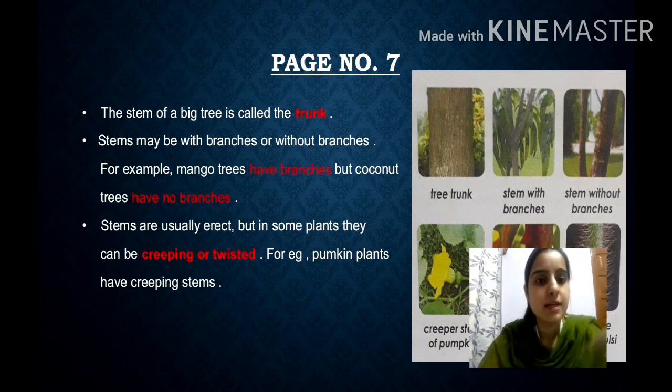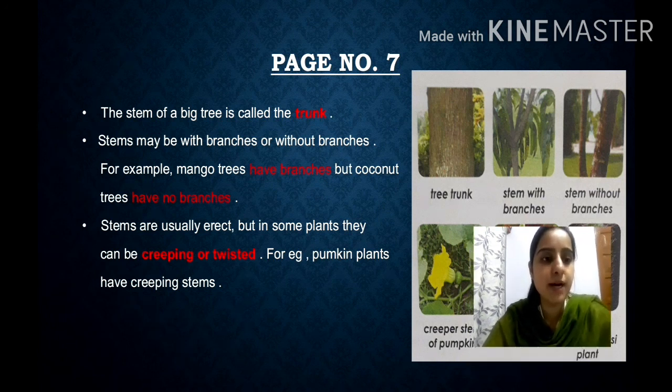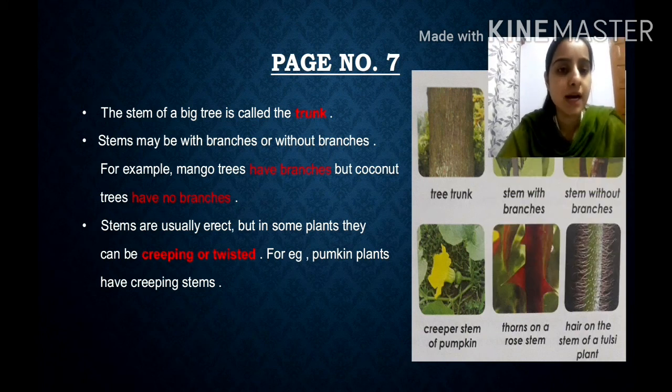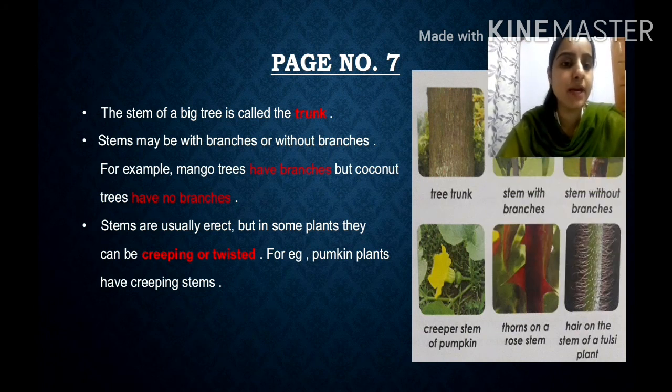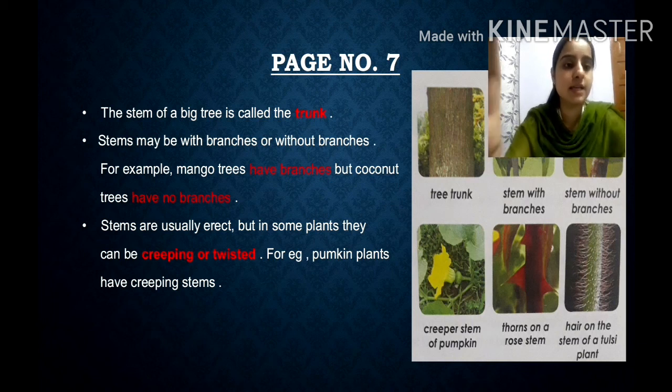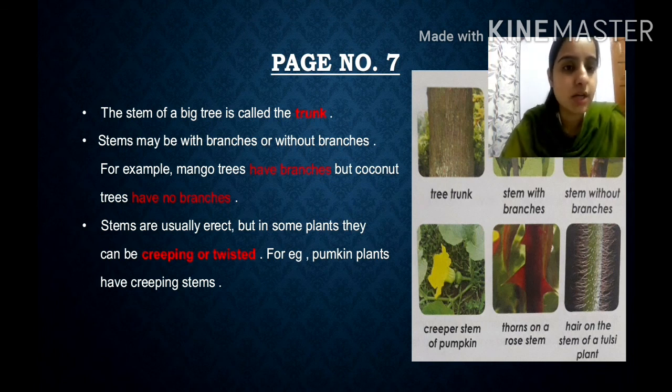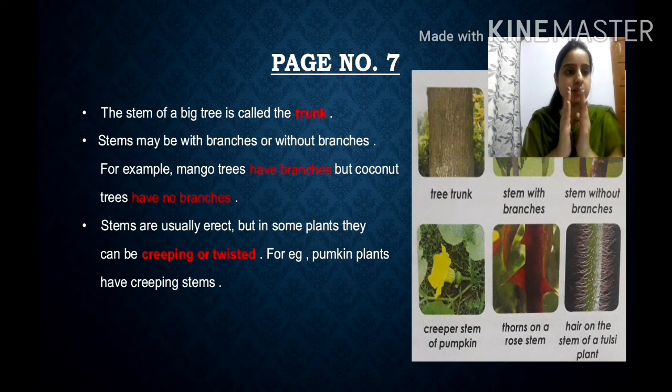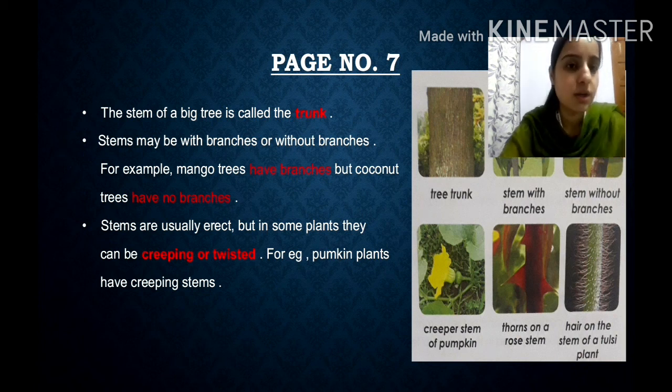Next, stems are usually erect, but in some plants, they can be creeping or twisted. For example, pumpkin plants have creeping stems. Children, see the picture which is written there, creeper stem of pumpkin. Why is it called creeper or twisted, children? Firstly, you will find the stems are not standing erect. It is not standing straight. It is on the ground. So it is called creeping or twisted. Clear?